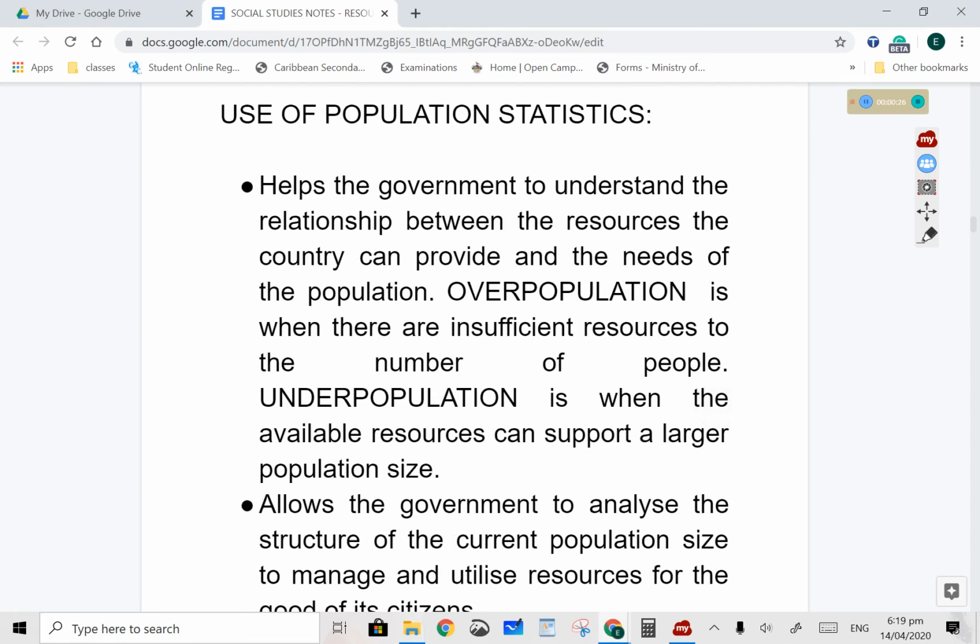Now, the purpose of population statistics is to help the government understand the relationship between the resources the country can provide and the needs of the population. Overpopulation is when there are insufficient resources for the number of people, whereas underpopulation is when the available resources can support a larger population size.